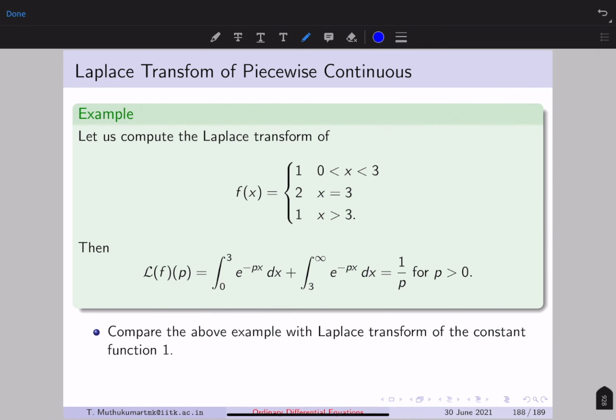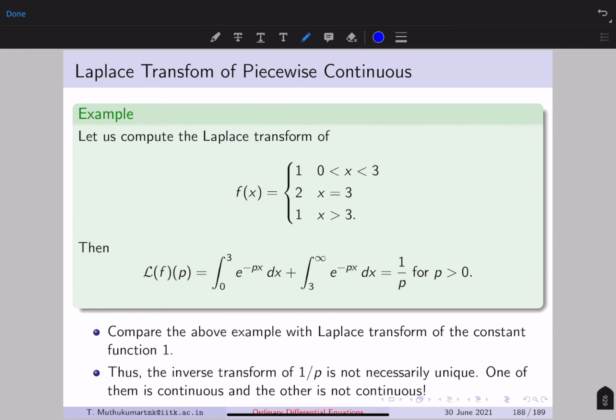This is something which we have already said. So compare the above example with the constant function 1, and that's what we have done, and we see that they both have the same Laplace transform. So the inverse transform of 1 over p is not necessarily unique, right? One of the inverse transforms was the constant function 1, which is continuous, whereas the other inverse transform was this function, which is piecewise continuous.